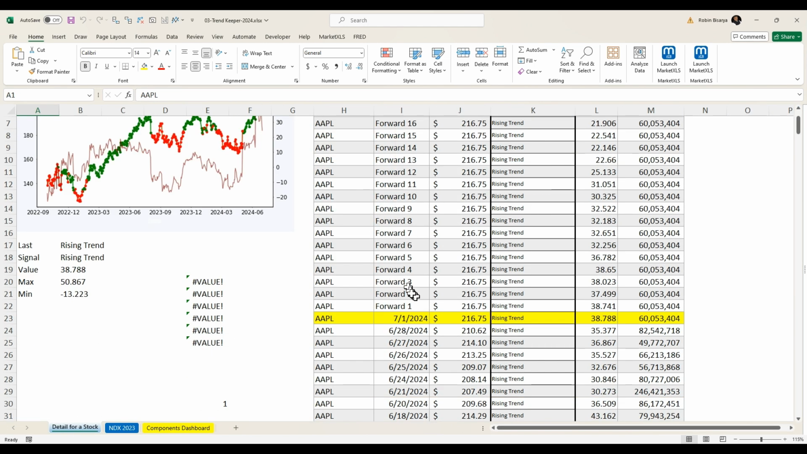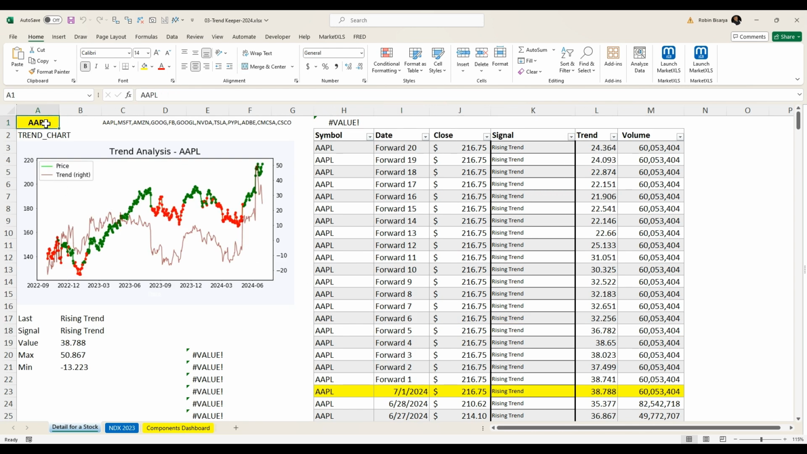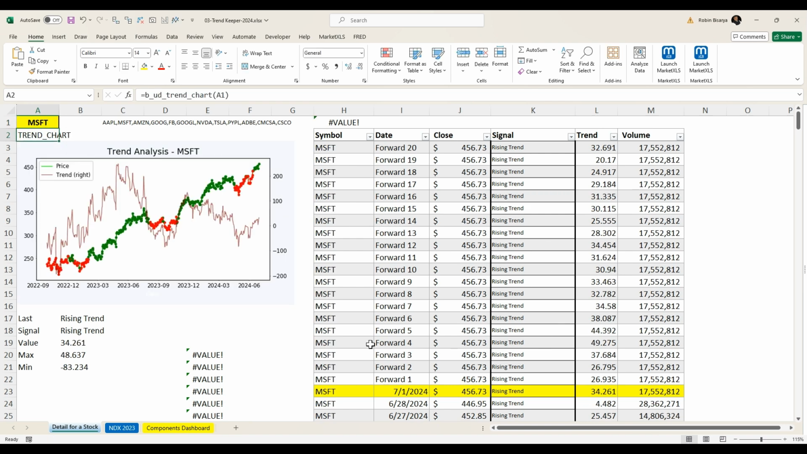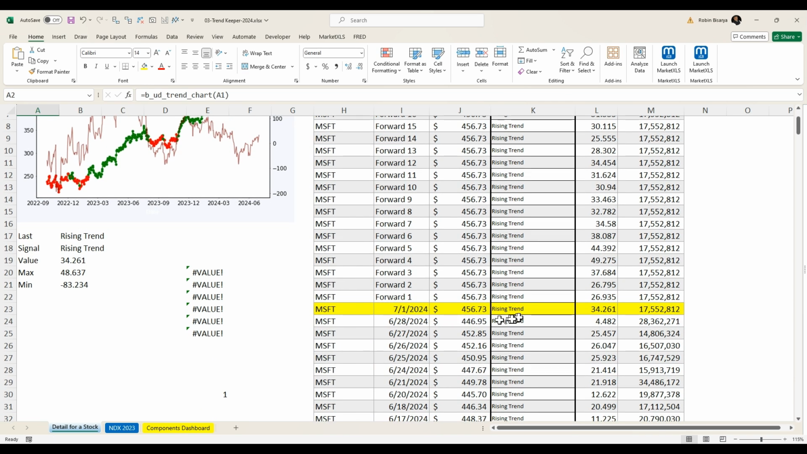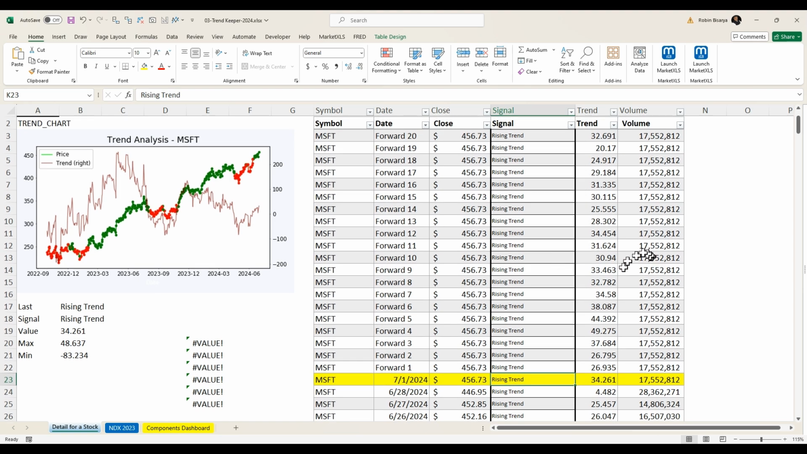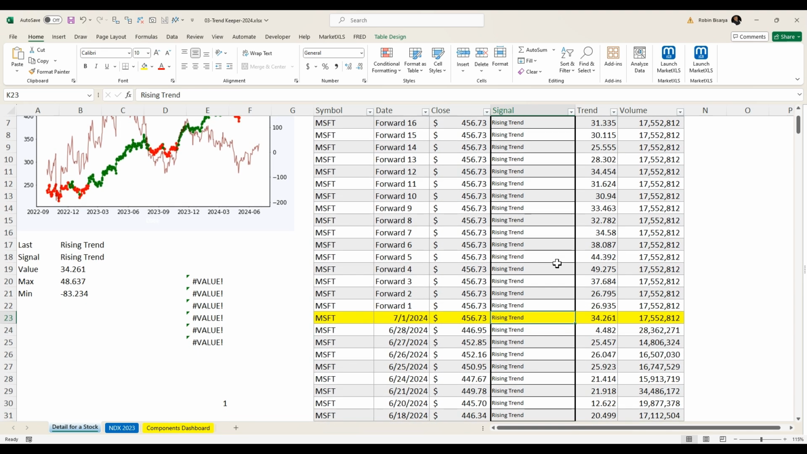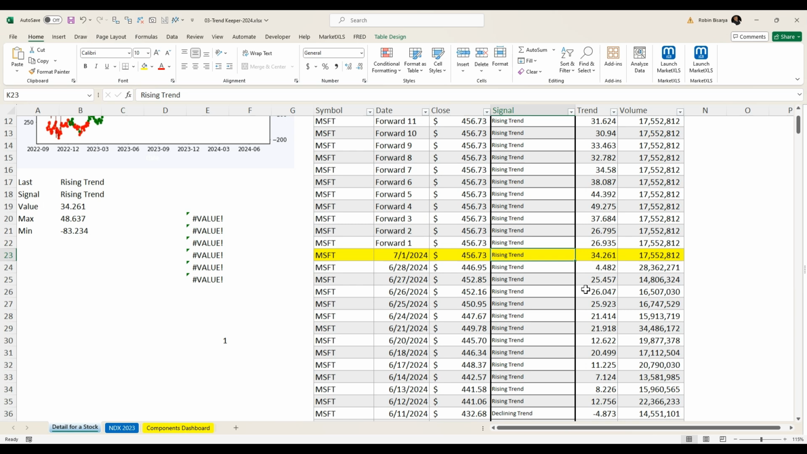For example, in this particular sheet, if you type in Microsoft, it shows that Microsoft is in a rising trend and is expected to remain in this trend for the foreseeable future unless the volume decreases or the price drops. It's a function of volume and price. Users can also apply this to a larger set of data.